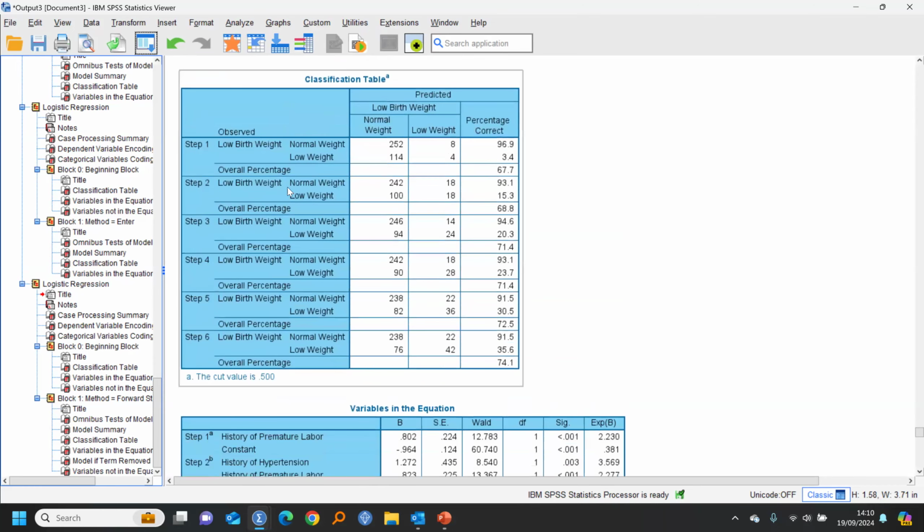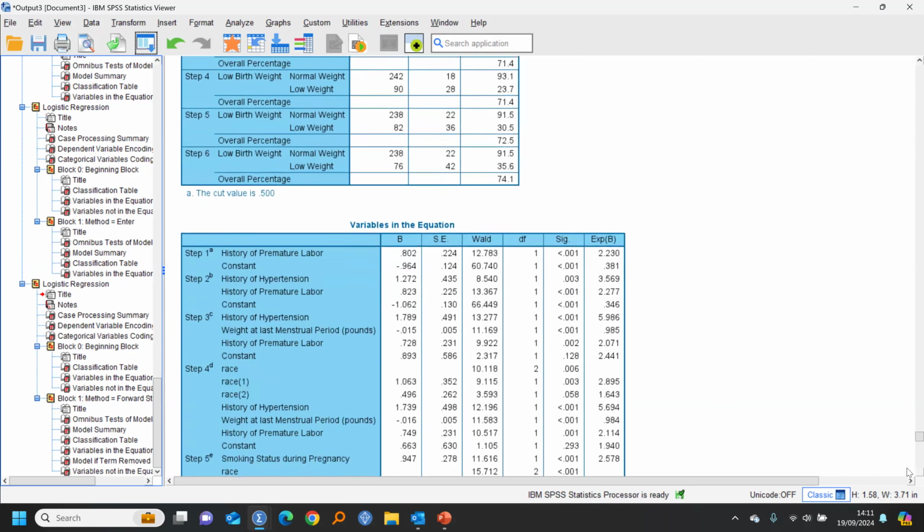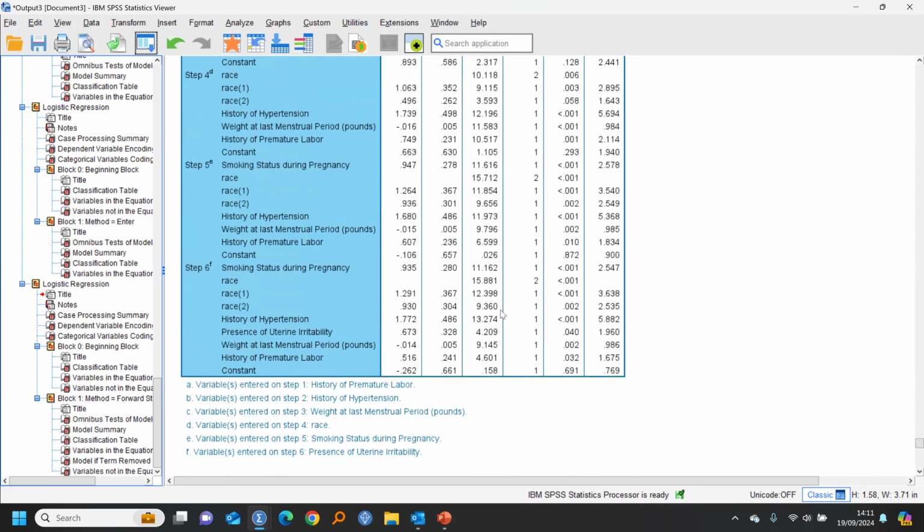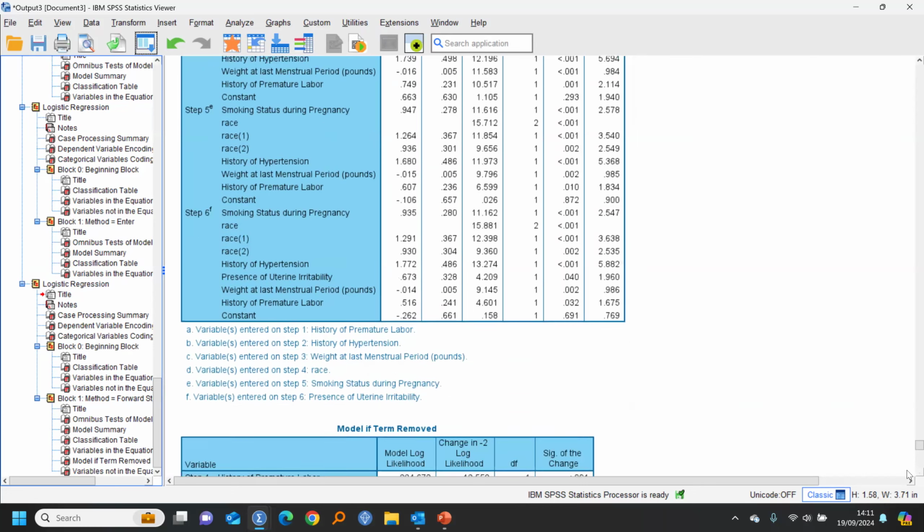Here's our classification table for each model as we're adding in 6 variables. We've got variables in the equation here until we get down to step 6. And we can see we end up with race, history of hypertension, presence of uterine irritability, weight at last menstrual period in pounds, and history of premature labor. These, and smoking status during pregnancy, are what end up being added to the final model using forward LR.